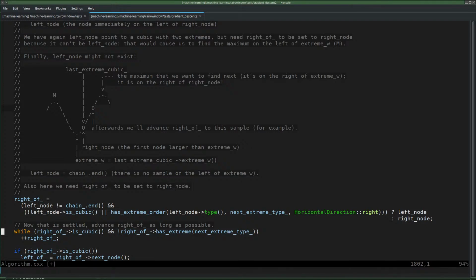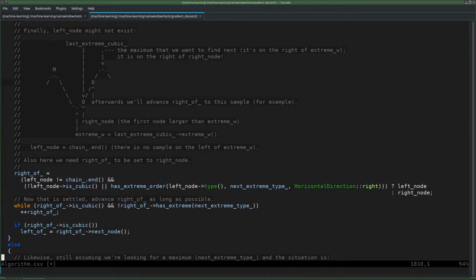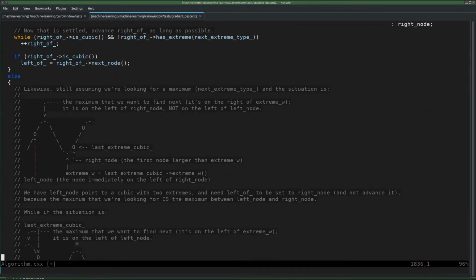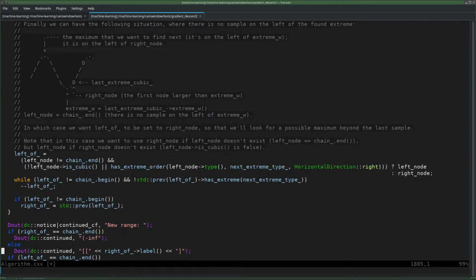And this just doesn't change. And then the painful thing is that, yes, we do it all over again. No. Hey, what? This looks different. Don't tell me I already did it in this case. It's exactly the same as what I just did. Left node is unequal chain end, and either it's not a cubic or the extreme order is correct. Wow.